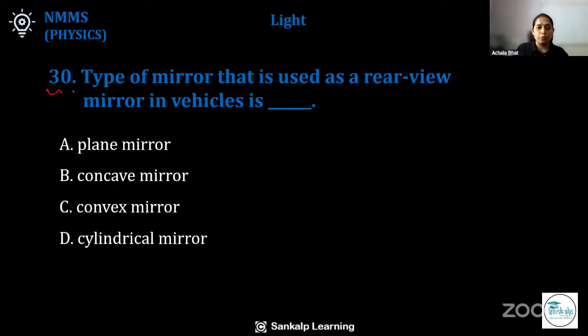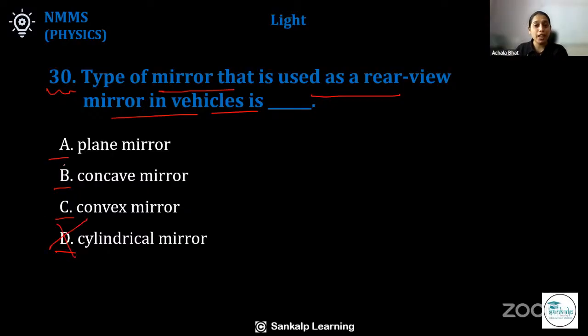Let us see question number 30 of NMMS Physics chapter Light. The type of mirror that is used as rear view mirror in vehicles is. The rear view mirror in vehicles is used to see what is behind. A. Plane mirror. B. Concave mirror. C. Convex mirror. D. Cylindrical mirror. Cylindrical mirror is wrong.